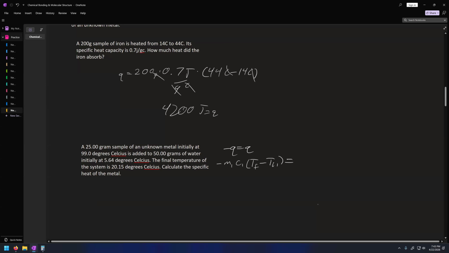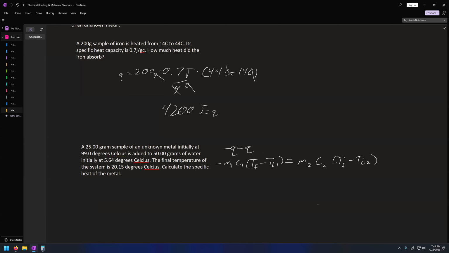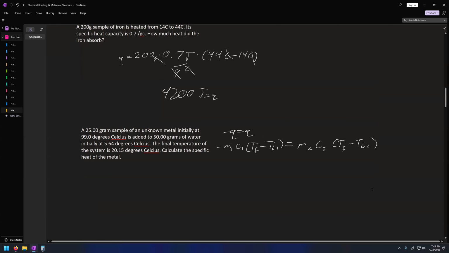And that's going to be set equal to M2C2 times T final. Notice T final is the same once again for both sides, minus T initial 2. And now this is going to be a different value for sure. Otherwise, it's not going to tell us very much about the calorimeter when we solve it.